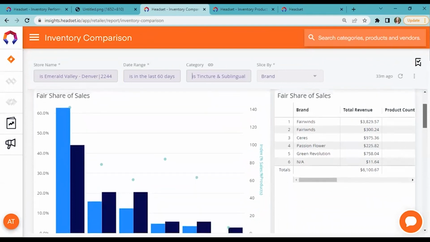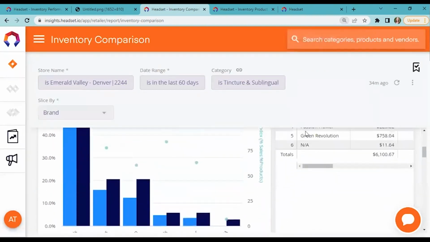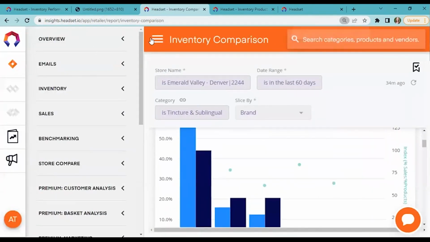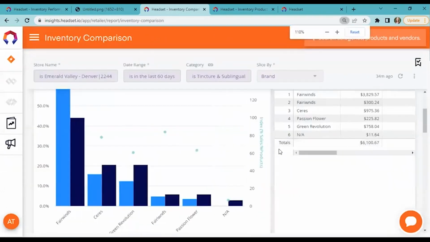Fair share of sales is going to identify which brands, I should say, are really making up the largest amount of sales. So this graph here to the left is really saying the same exact thing as this table. I prefer to look at the table just because it's easier to understand what you're reading, and I'm zooming in way too much. So hold on a second.